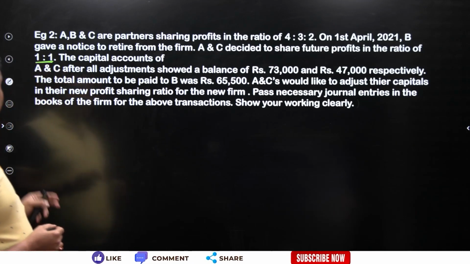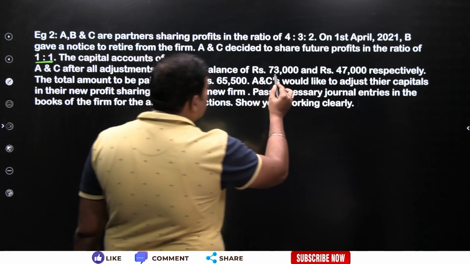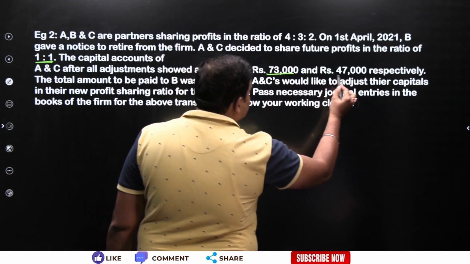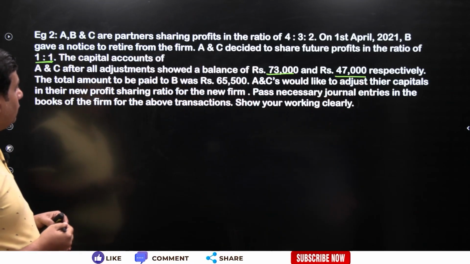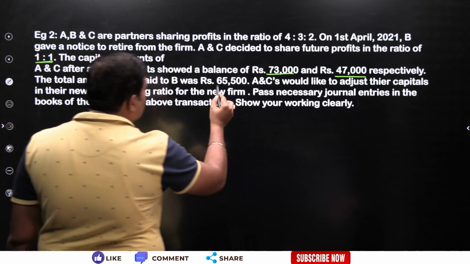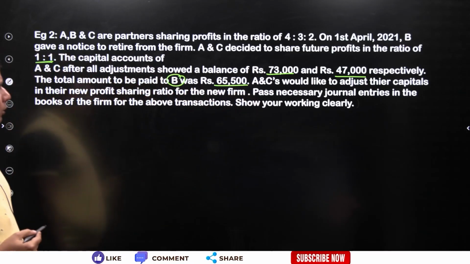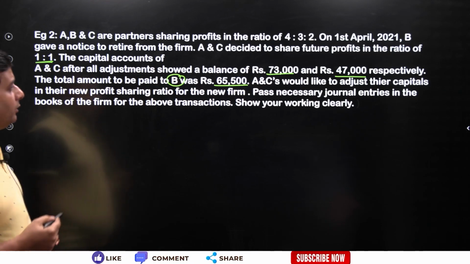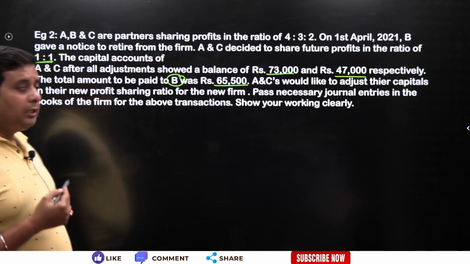The capital accounts of A and C after all adjustments showed a balance of 73,000 and 47,000 respectively. The total amount to be paid to B was 65,500. So B is a retiring partner and we are making the payment to B. A and C would like to adjust their capital in their new profit sharing ratio for the new firm.